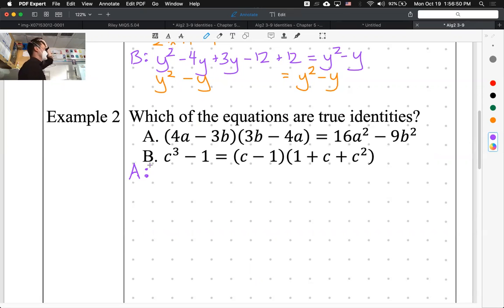Charles is our backup. How do I multiply 4a minus 3b times 3b minus 4a? There's the tricky way of doing it, and then there's the FOIL. FOIL just works every single time. First, outer, inner, last. Jose.